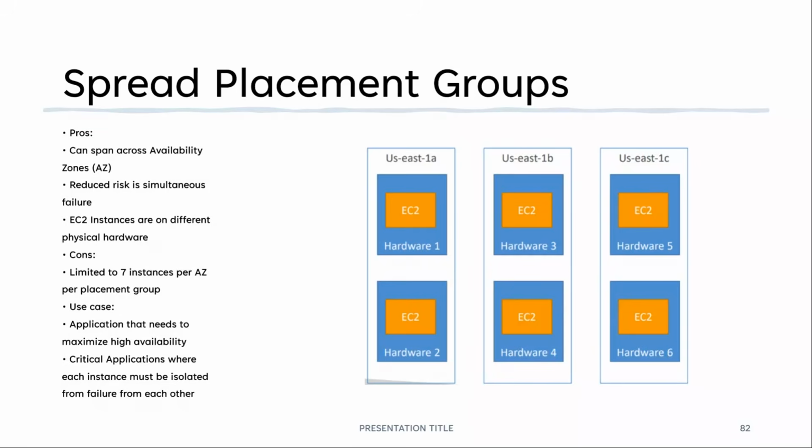Basically, if one of your instances fails in one availability zone, another instance can just take up the role and be available at the same time, right? So it is kind of a disaster management recovery action. That is why you can use spread placement groups.